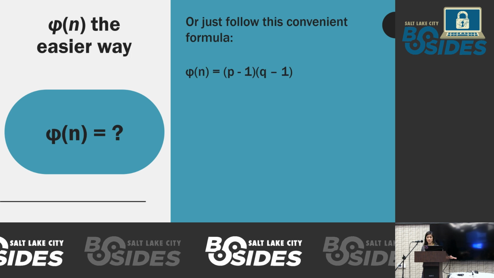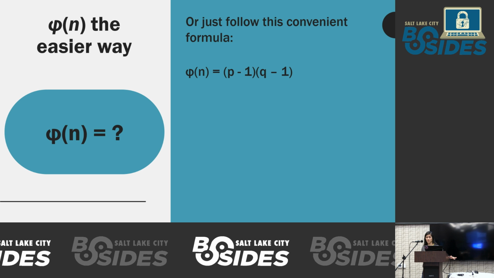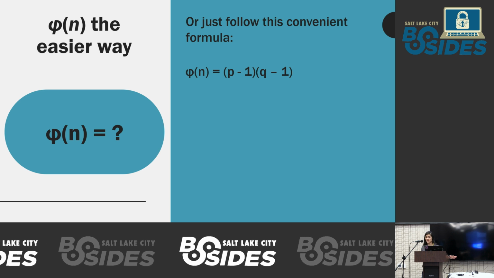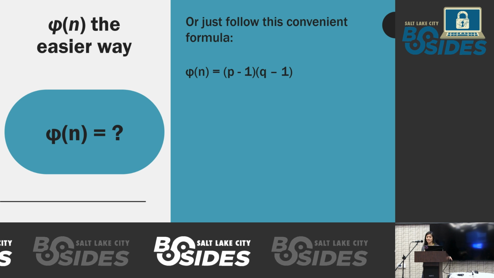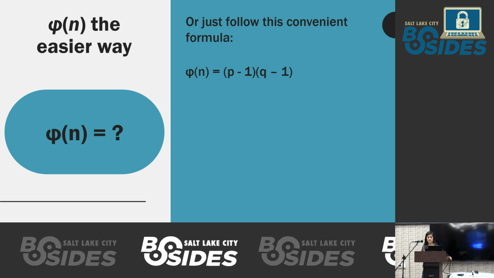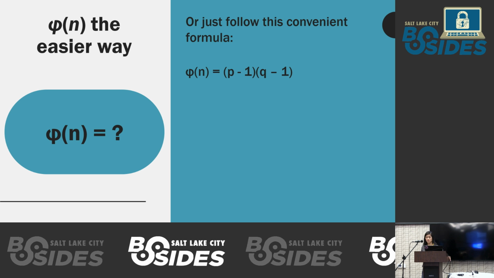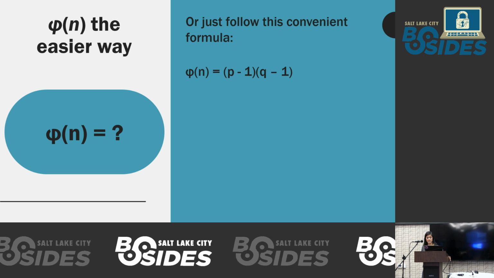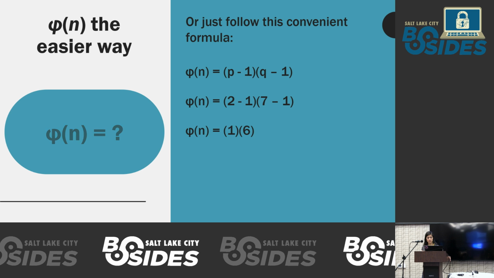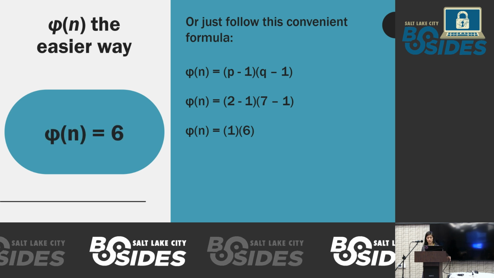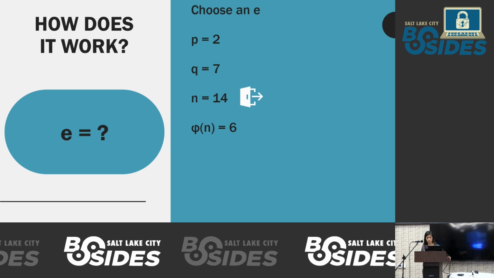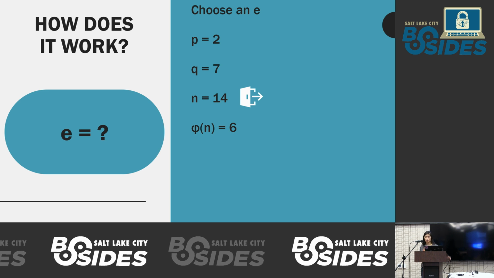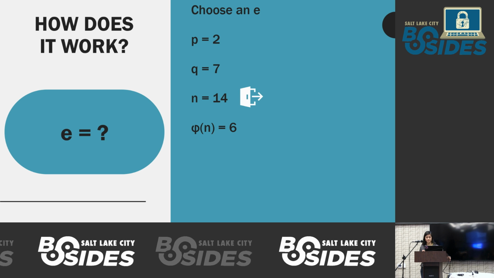So if you don't want to actually write down every single number all the way up to n, which is going to be a very large number, there's actually a quicker way to do this. This is called the Euler-Totient function, and it makes it a lot quicker for us. We get the same result. So we'll go back to where we were in the process, and our next step is to choose an E.